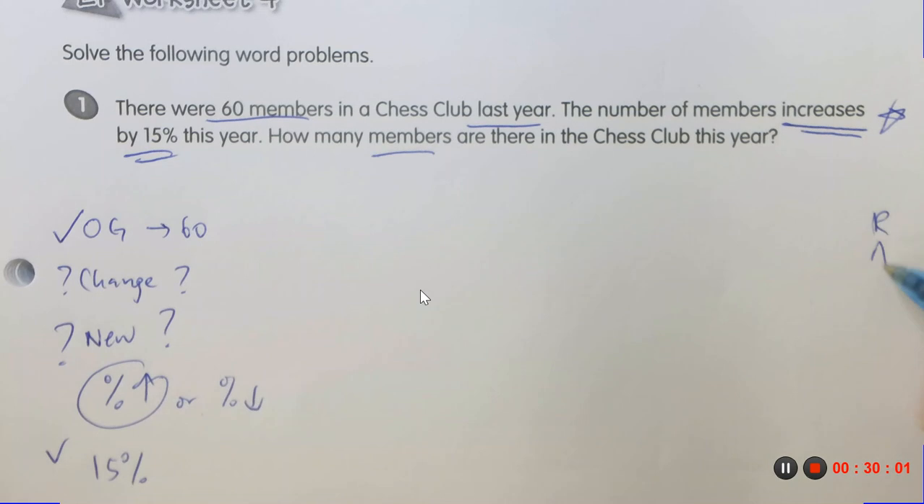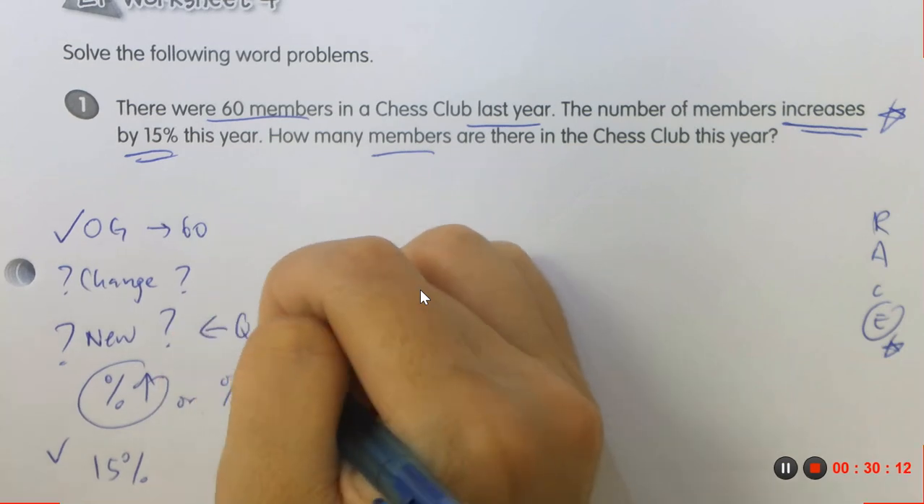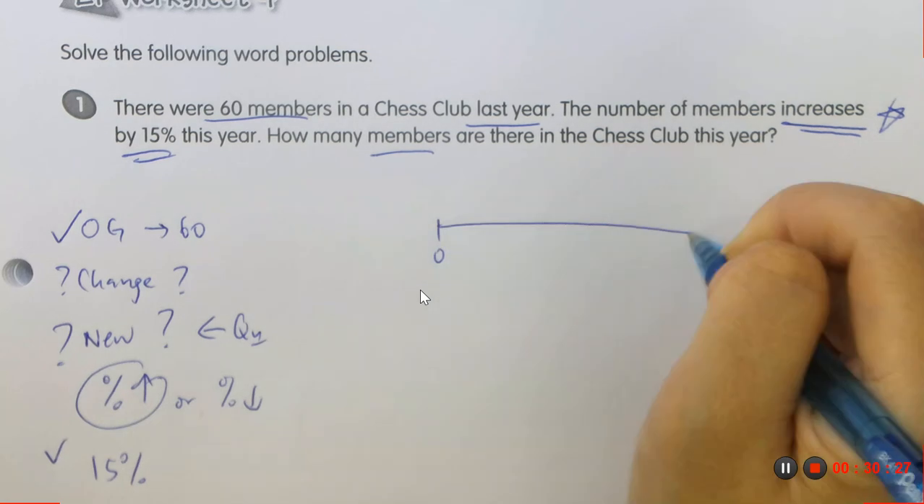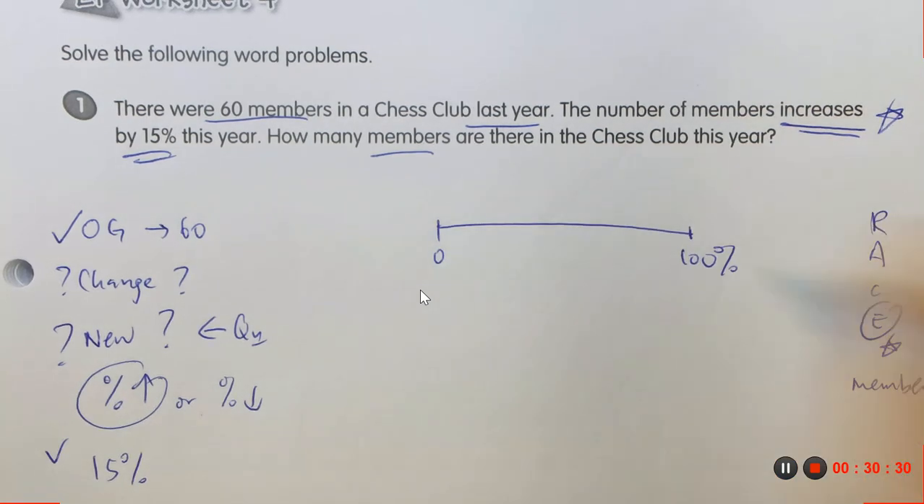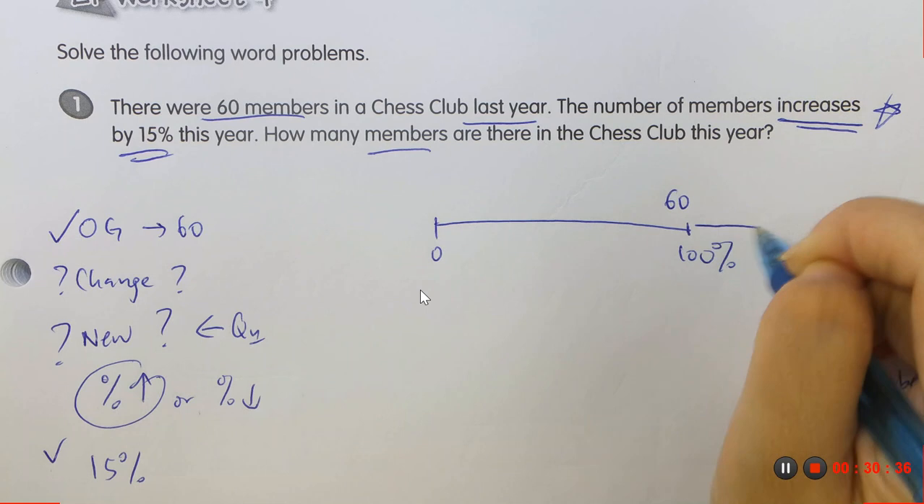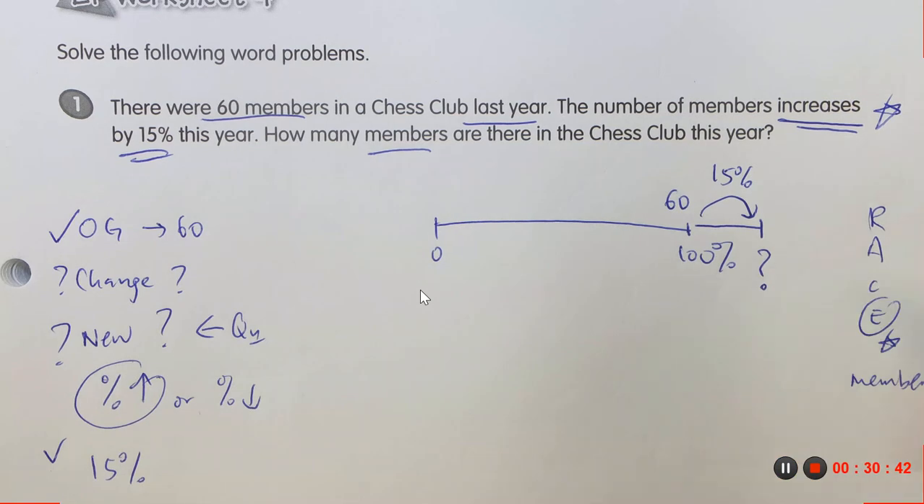The question asks for what? The members this year. So this is asking for this. I need to answer this question. And the units is members. Not percentage, but members. So looking at this here, I have the idea that I have 0% to 100%, and it was 60 members. It increased by an additional 15%, and I'm asking this number.